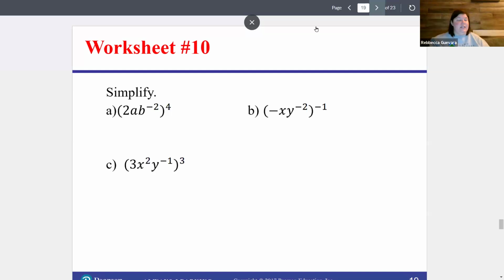All right, so for number 10, just pause this for a minute and attempt these ones here. And then we're pretty close to being done with this whole section.